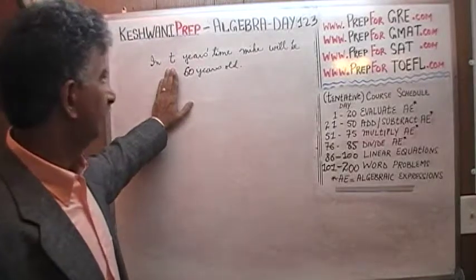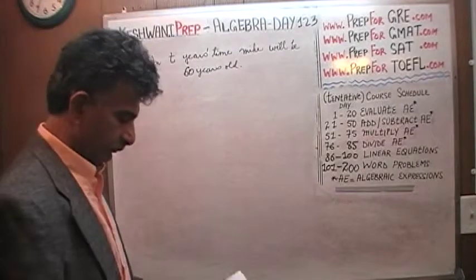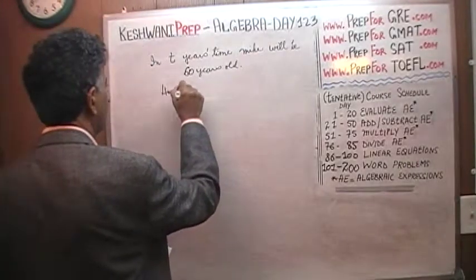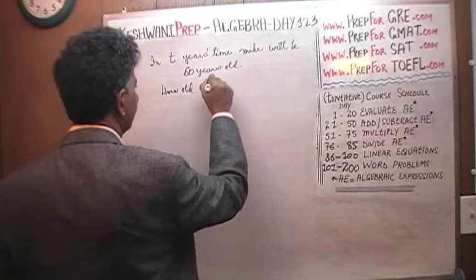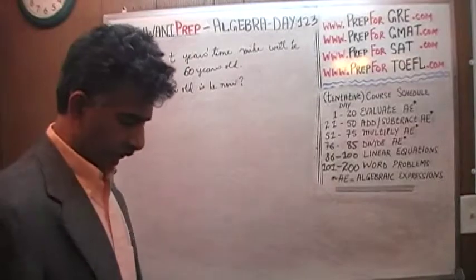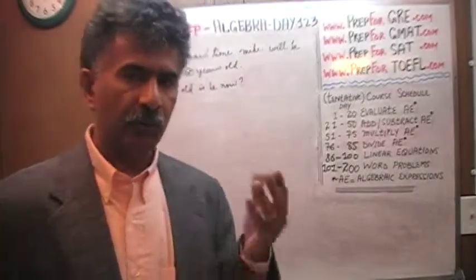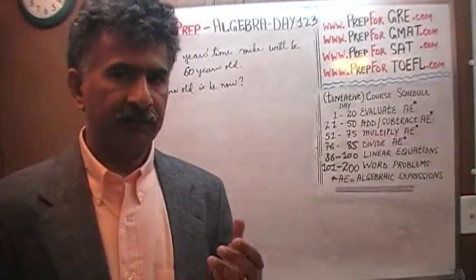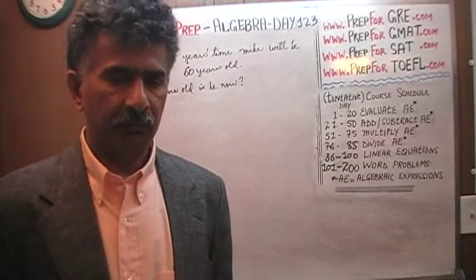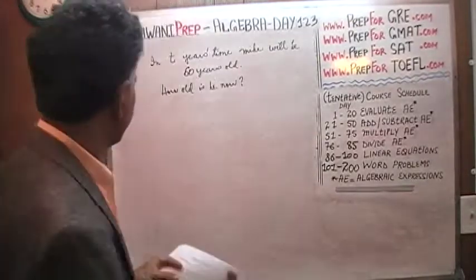In T years time he will be 60 years old. The question simply is, how old is he now? That's all. And you have to show your work and present the answer in the algebraic expression, because that's what it is. So let's pretend.